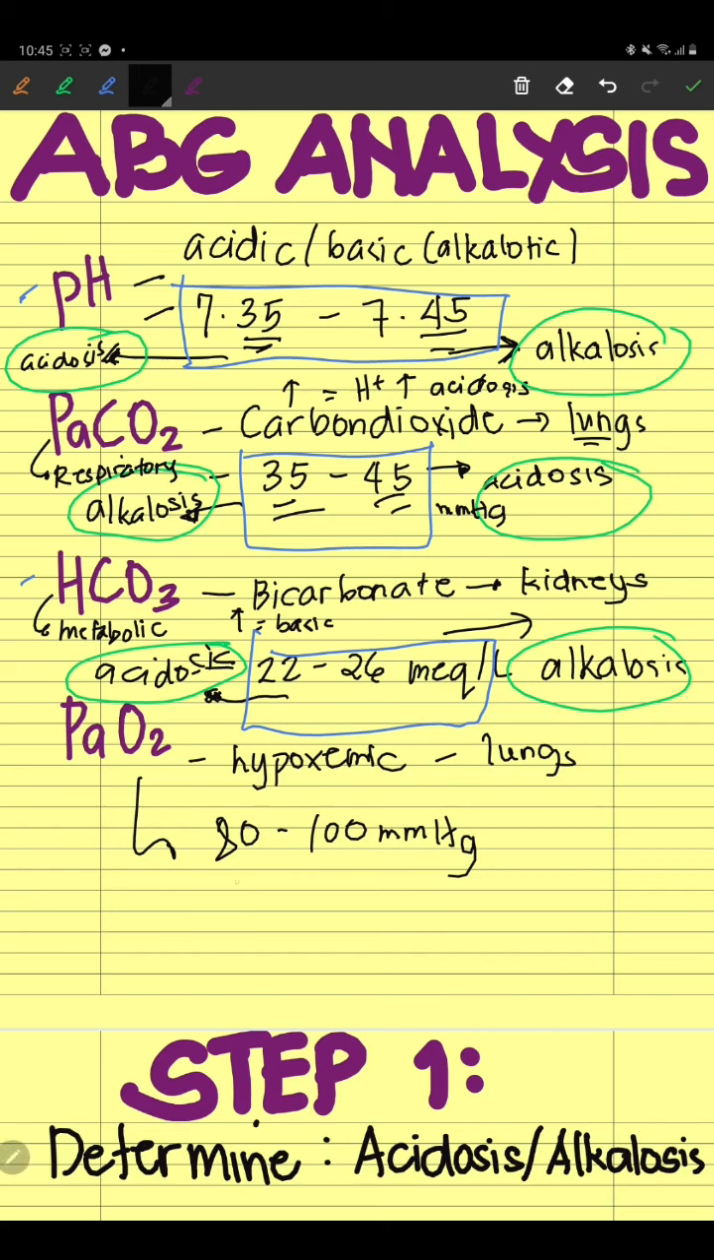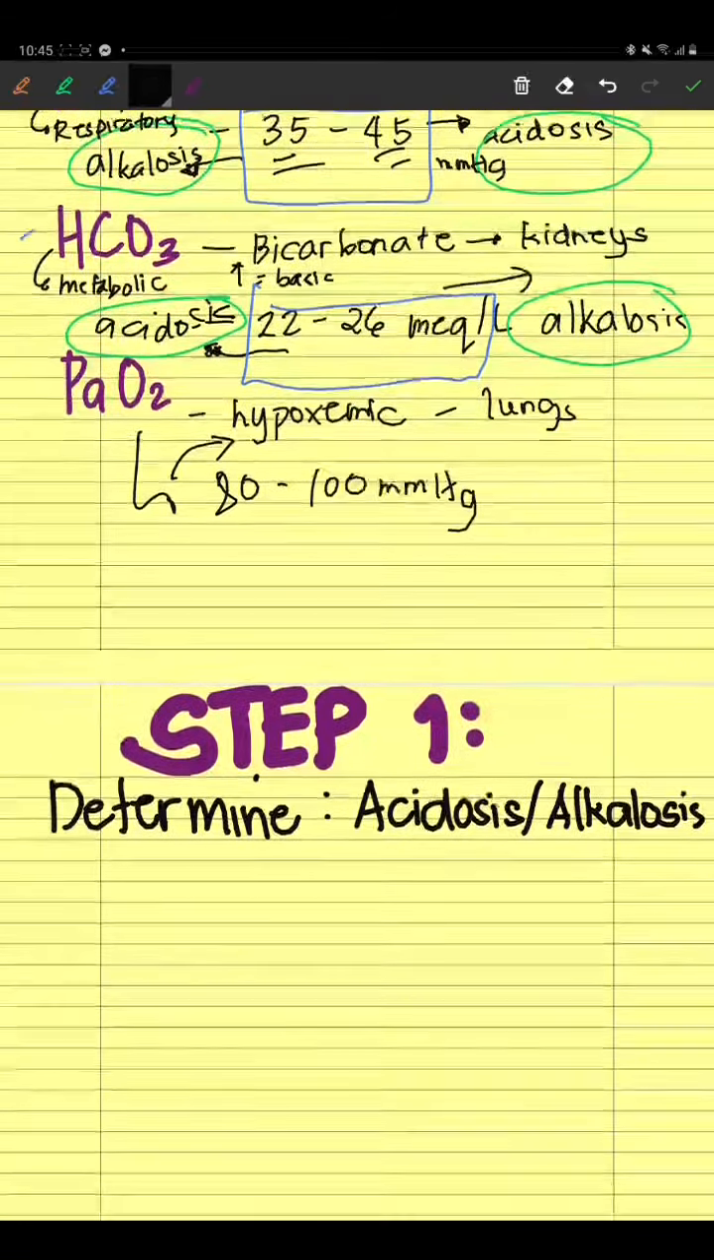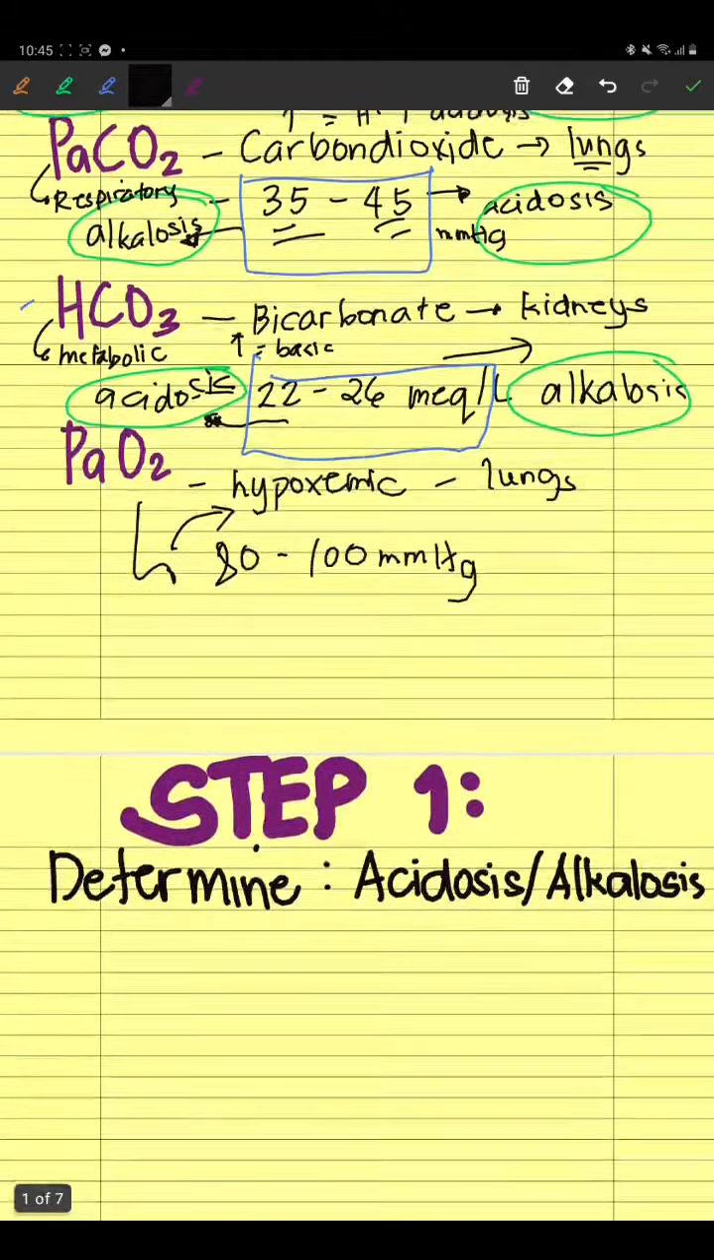So if it is less than 80 millimeter mercury, the patient may be hypoxemic. Take note, this is different from the O2 sat sa ating pulse oximeter. It is still different, okay? Kasi ang normal natin dyan ay 95 to 100%. Okay.